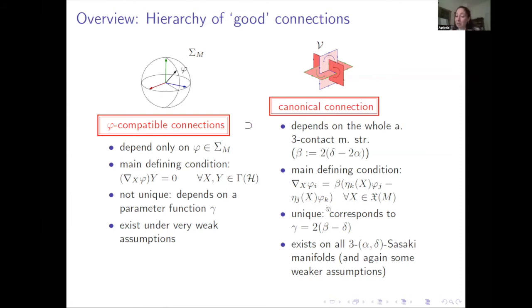Okay, so this beta is a priori a constant, or even a function, which I would allow, I would just want to have such a condition. And then for 3-alpha-delta Sasaki, you just check that that's what you get. Furthermore, one will see that such a connection now is unique because this parameter function gamma will then just be fixed to be that number. And in particular, we will see it exists on all 3-alpha-delta Sasaki manifolds. Okay, so phi-compatible connections for the whole sphere of contact structures, and the canonical connection, fixing things once and for all by a stronger condition, this one compared to that one, right? This, of course, includes this horizontal vanishing condition, but here I'm not assuming anything about what's going on in the vertical space. Here I am.